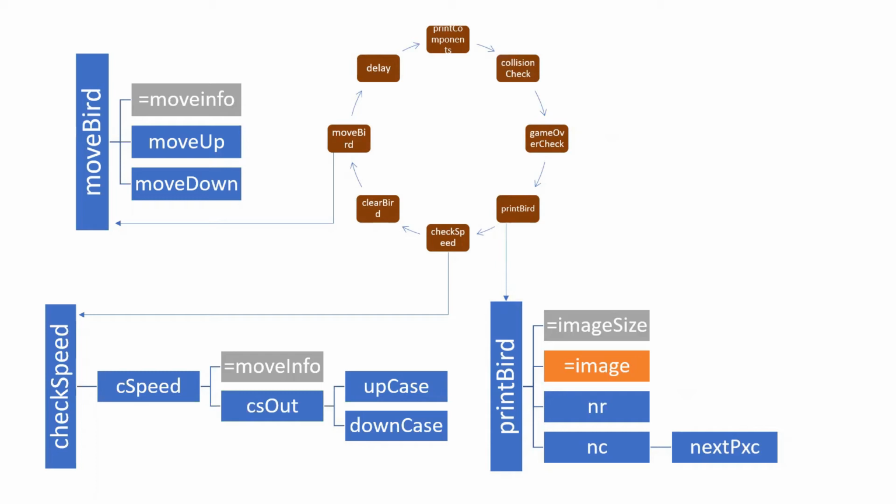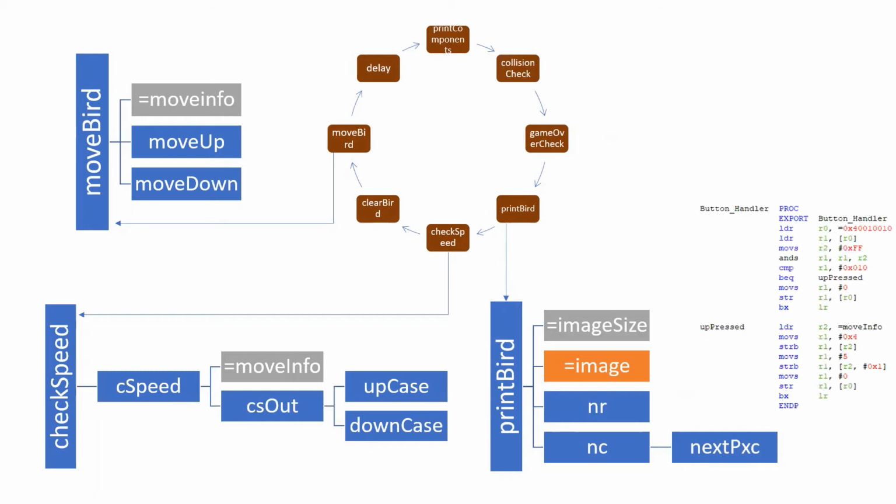For user control of the bird, we use interrupts generated by buttons. When the up button is pressed, the interrupt handler works and changes the bird movement information in RAM to up movement and 5 pixels as the starting speed. So, whatever the speed and direction of the bird, when the up button is pressed, the bird moves up with 5 pixels speed.